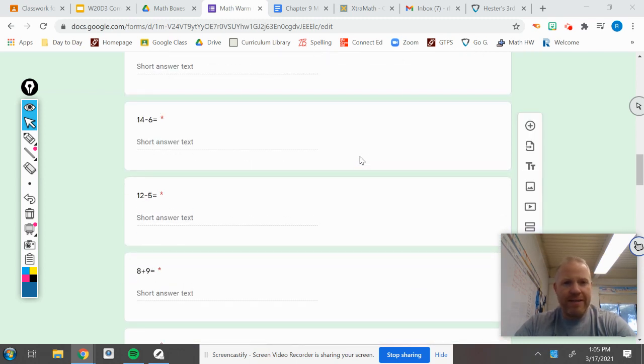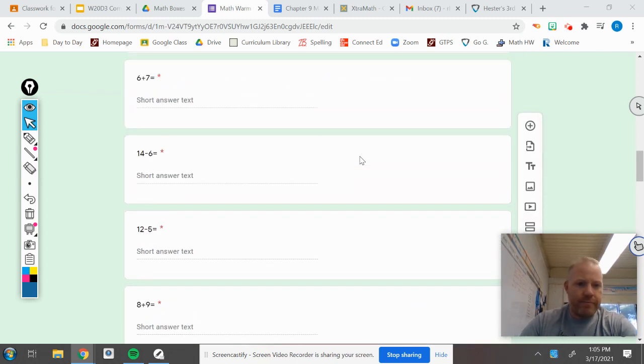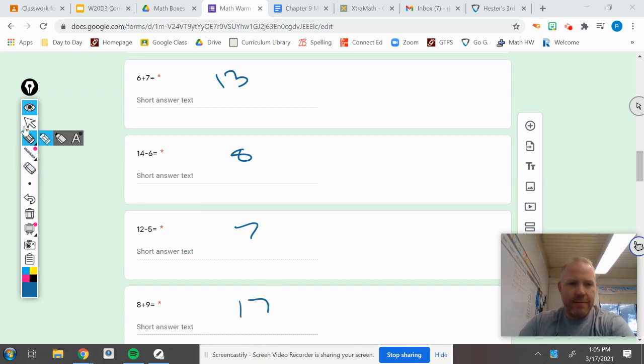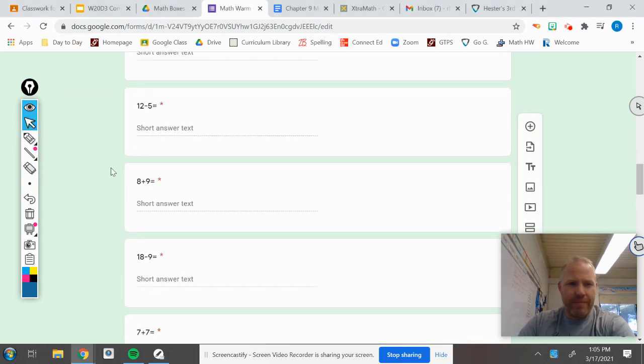Starting off, 6 plus 7. I like to think of it as 6 plus 6 plus 1, which is 13. 14 minus 6, in my brain, I already remember, that's 8. 12 minus 5, 7. 8 plus 9, 17. I'm going to delete the notes, make sure that you pause the video if you need them.